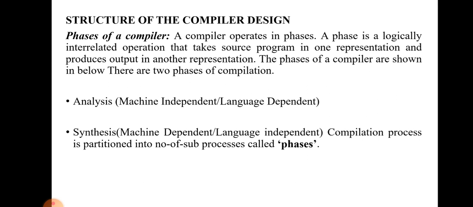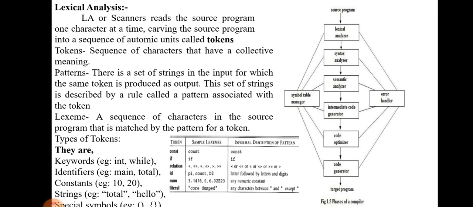Analysis and synthesis can be divided into 6 phases: lexical analysis, syntax analysis, semantic analysis, intermediate code generator, code optimizer, and the final phase, code generator. The lexical analyzer takes the source program as input, and the final output from the code generator is the target program. These are the compiler phases. So the compiler converts the source program into the target program.